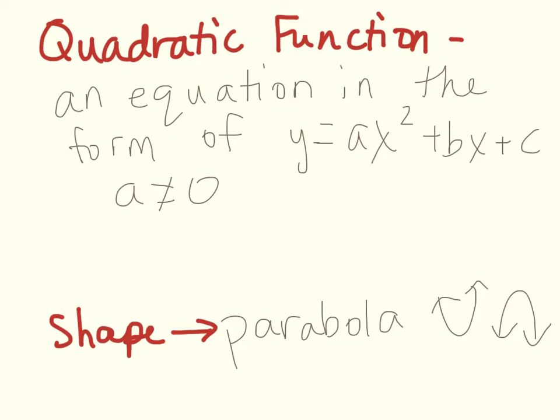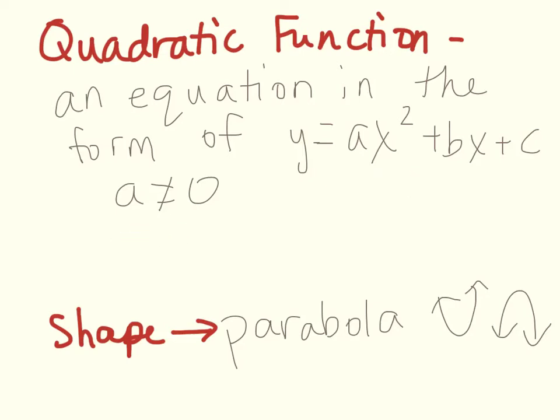Now, a few things to note about this is that the a value cannot be 0. So you can have 1x squared, which is just going to look like x squared. You could have 2x squared or negative x squared, but this cannot be 0 to get rid of the x squared. The b could be 0, and you might not see this term here. The c could also be 0, and you might not see anything here, but you must have an x squared. So a cannot equal 0.